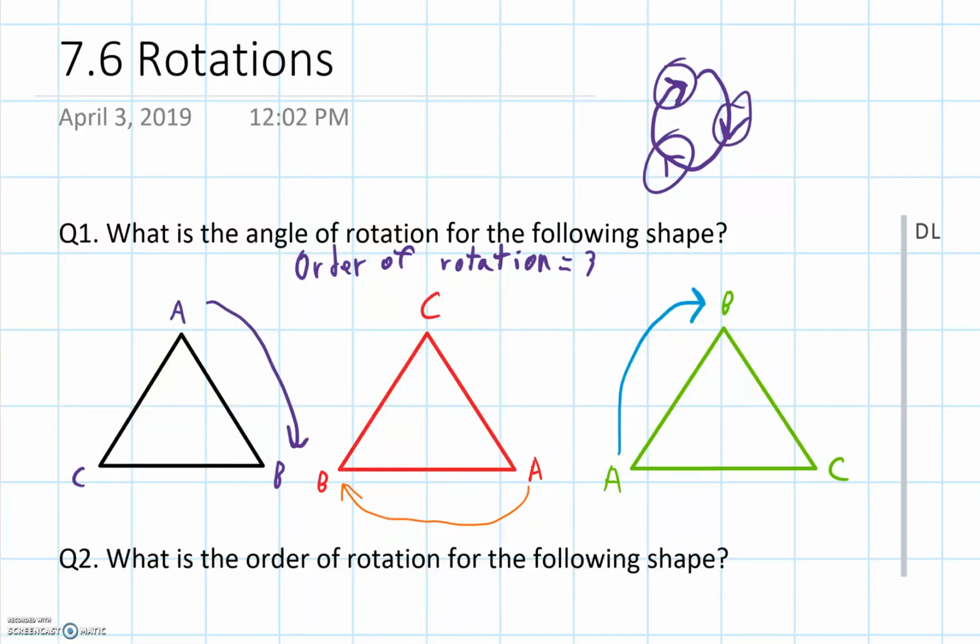So now to find the angle of rotation, what we need to do is we take 360, that's the total number of degrees to do a full circle, right? 360 divided by the order of rotation, which is 3, and that's going to give us the angle of rotation. So angle of rotation is now 120 degrees.